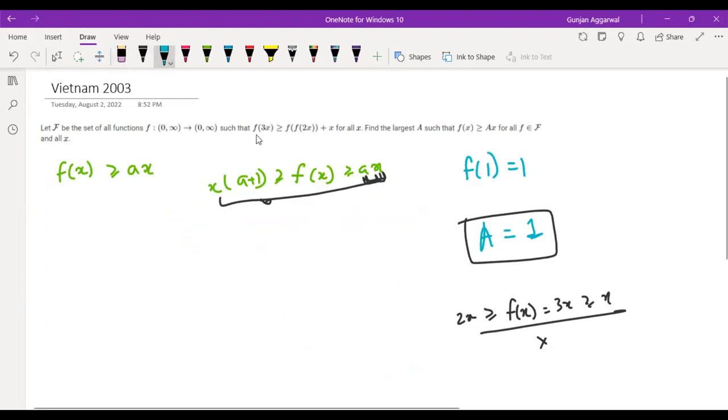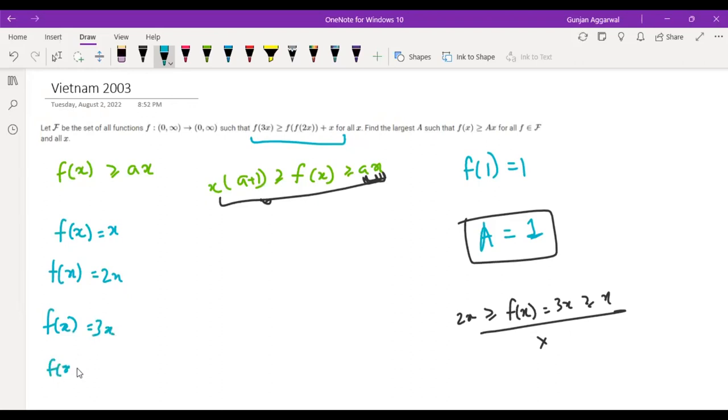So, three functions at home. Ignore if they actually work. F of x equals x, f of x equals 2x, f of x equals 3x, and f of x equals x vector. What will be the capital A here? Capital A should be 3 here if all of them work. No, it will be 1 by 10. Oh, we have to find the largest A, right?